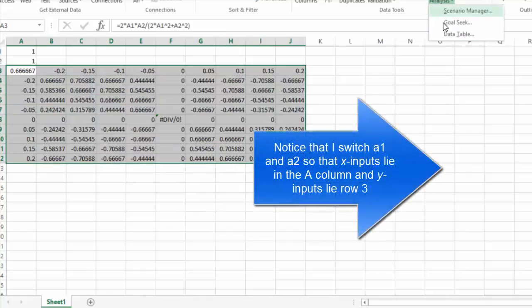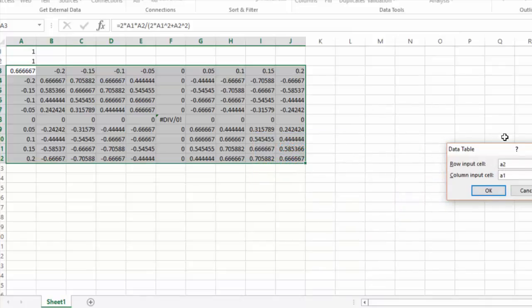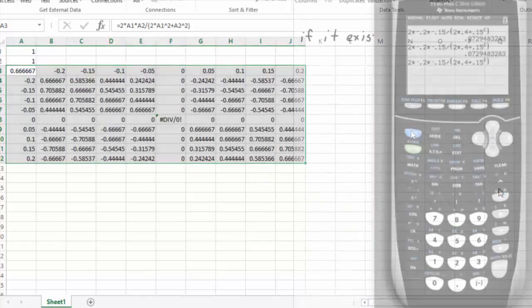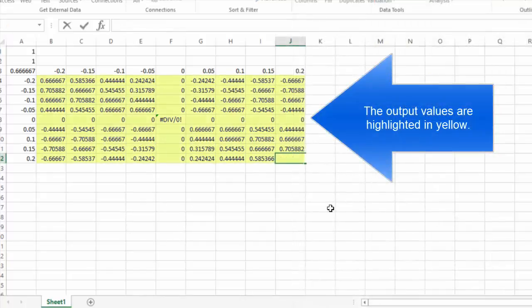So What-if Analysis, Data Table, A2, A1, okay. 0, 4, there we go. And then it exactly matches that. You see that? So that's kind of your test. If you want to remember it, it's A2 first when you do it this way, and then A1. But that should work. So look at what's happening.